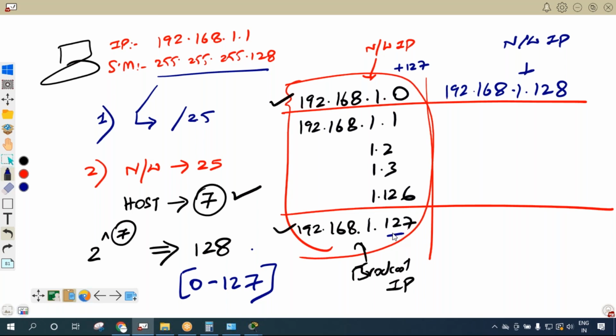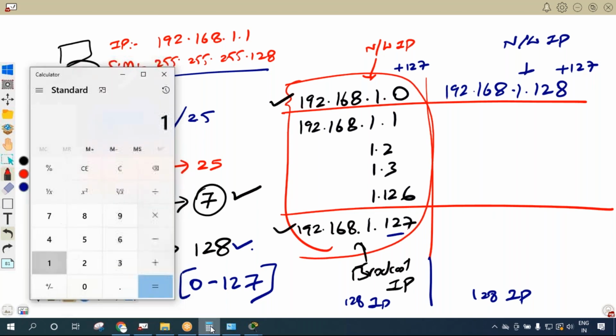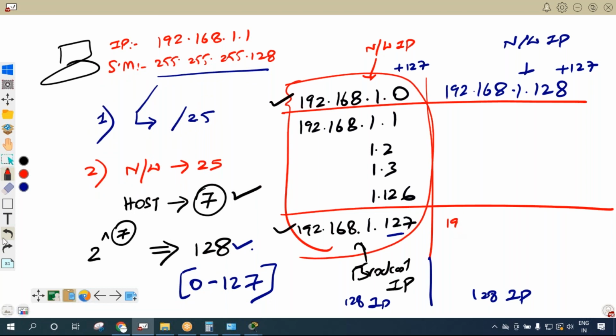So each subnet consists of 128 IPs. This subnet consists of 128 IPs. This subnet will also consist of 128 IPs. So this is the one IP which has been there. How many IP addresses are still remaining? 127 IP addresses are still remaining. So 128 plus 127, what do you get? 255. So the last IP address is 192.168.1.255.